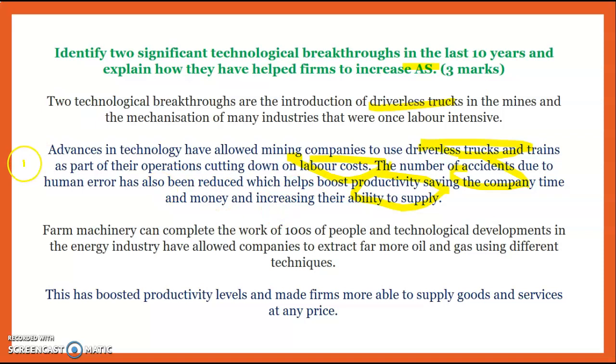So that's one example, and you can explain how it boosts productivity, which then boosts firms' willingness and ability to supply. Second one, things like farm machinery, which means they can complete the work of 100 people in less time. So technological developments allow us to extract more oil or more gas or to do what we need to do faster, which boosts productivity as well and allows us to produce more goods and services at any given price.